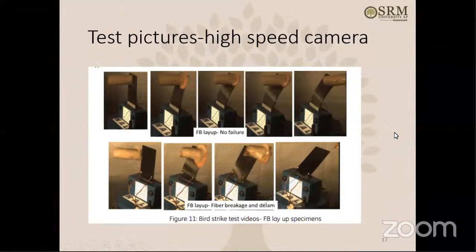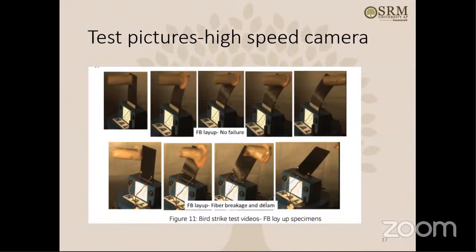And these are the test pictures. As you can see, these are the real composite plates, and you clamp the plate because, if you see, there are tabs on the plate on both sides, plastic tabs, they are bonded. So you hold the specimen tightly in that bonded region, and then you shoot this bird.